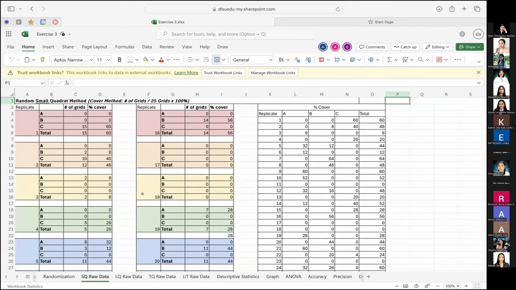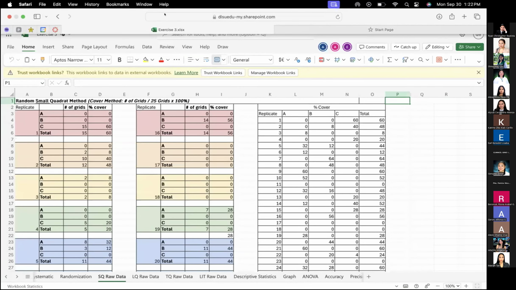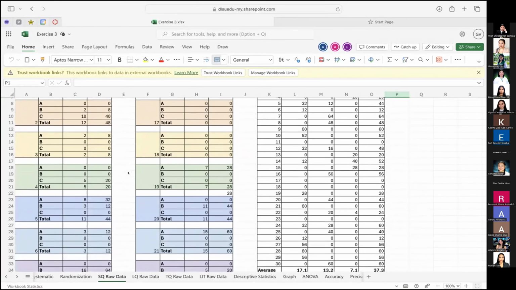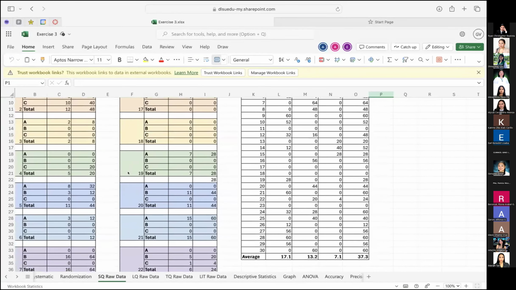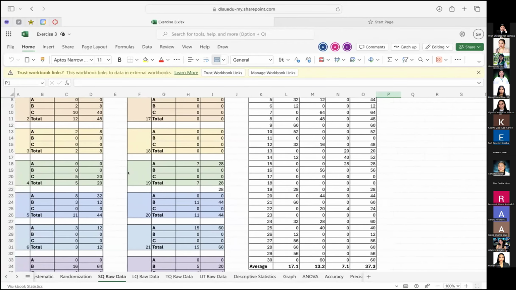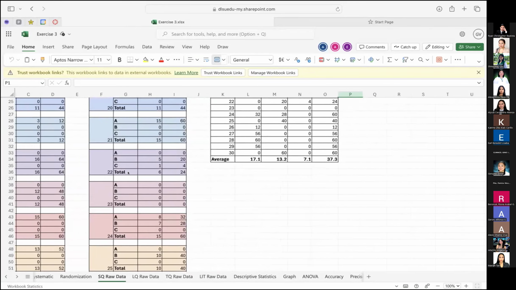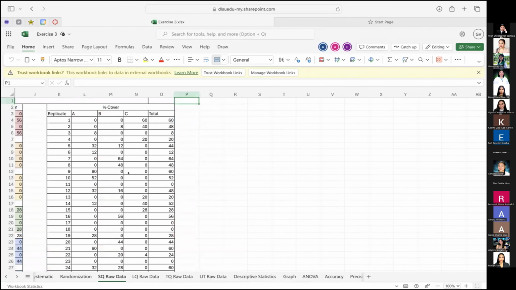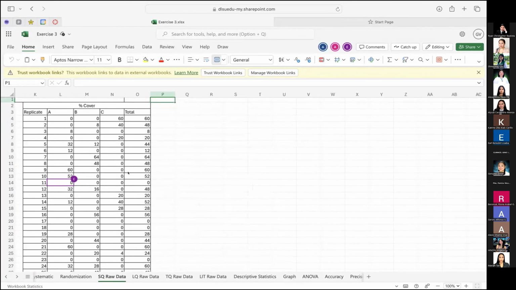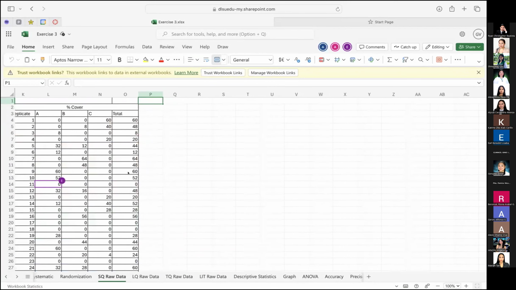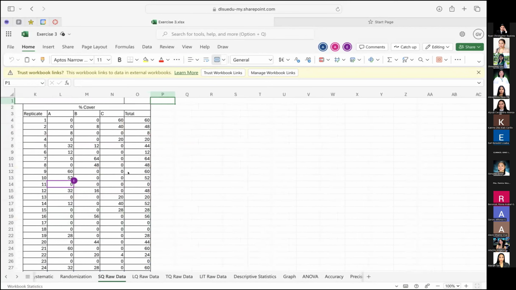Okay, so please show me the raw data for small quadrat. Okay, can you go to column L, row 14? Column L, row 14. Okay. Why is there no formula?